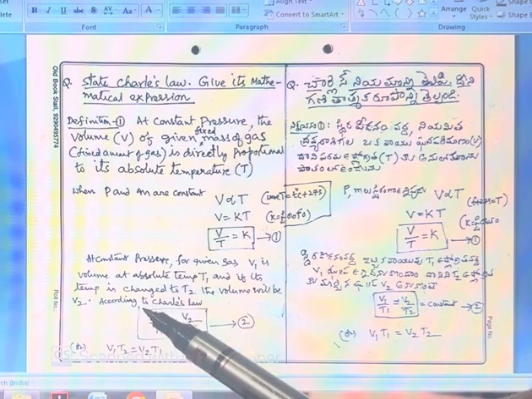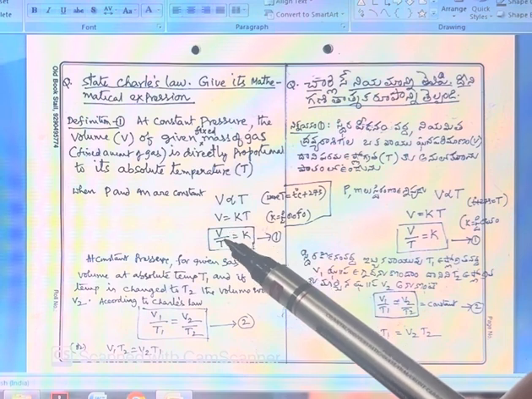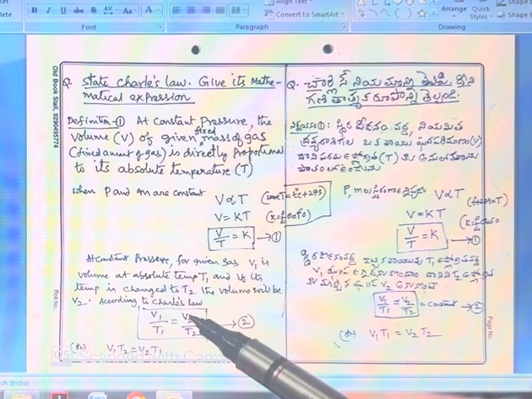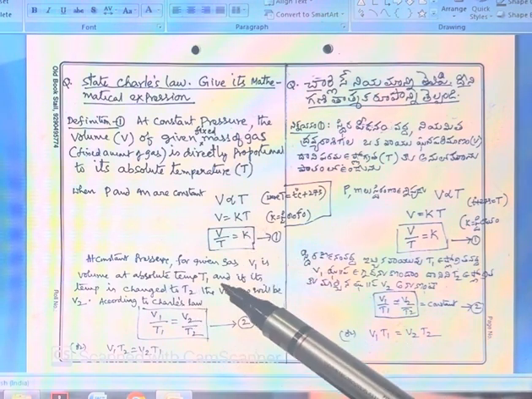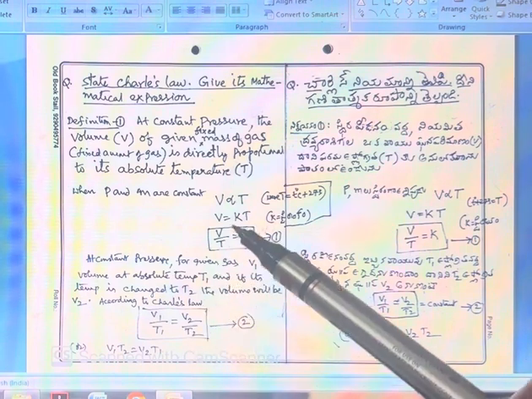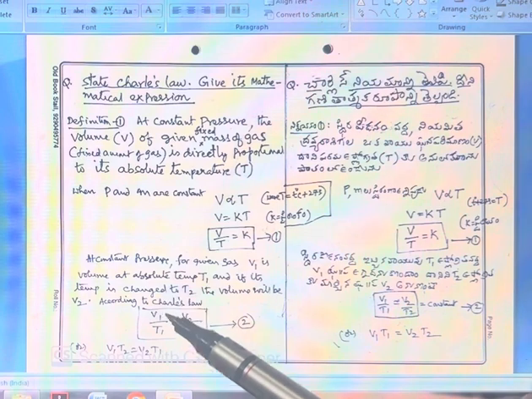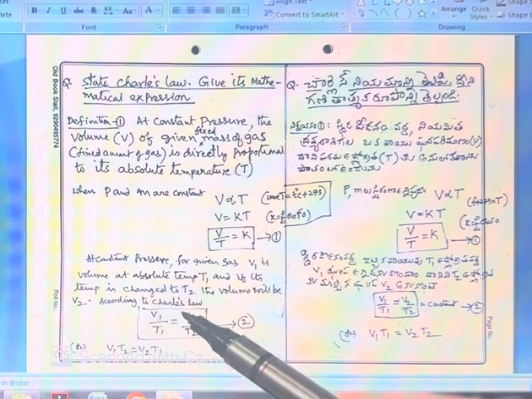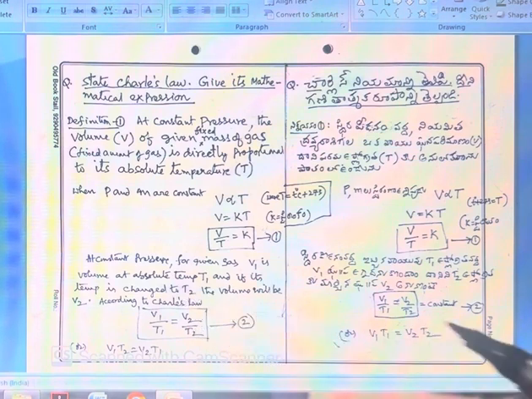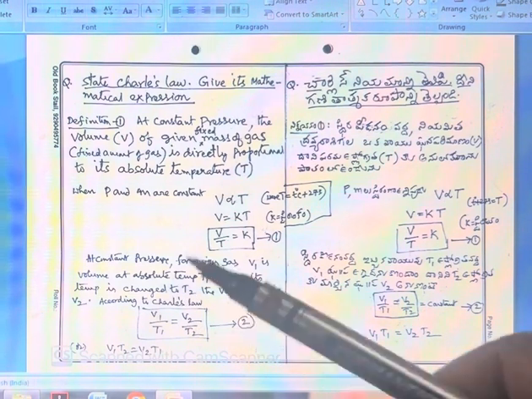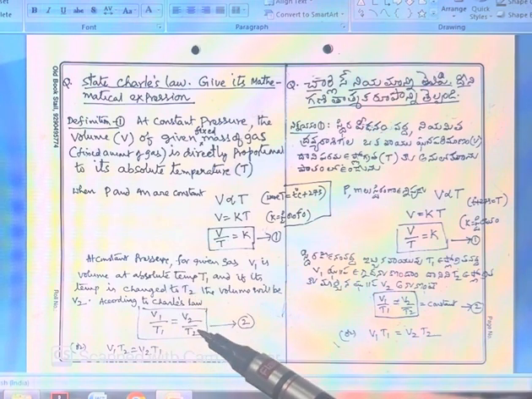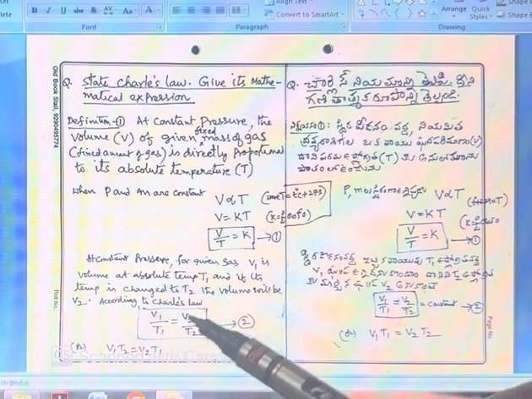According to Charles' law, in the first stage V1 by T1 is equal to K, and in the second stage V2 by T2 is equal to K. Both are constant for a given mass of a gas at constant pressure. So, V1 by T1 is equal to V2 by T2. This is a good formula to do problems on Charles' law. Or you can cross multiply it: V1 T2 is equal to V2 T1.